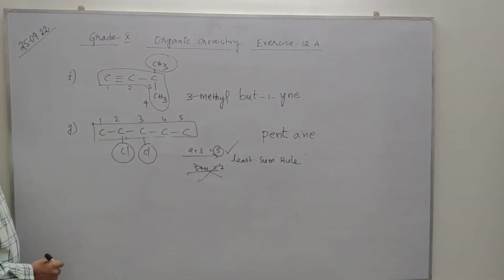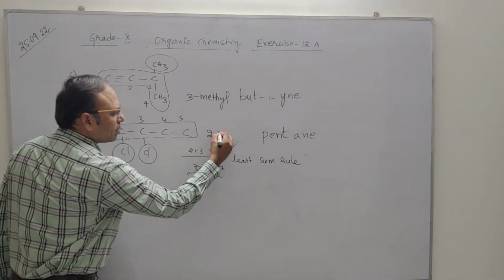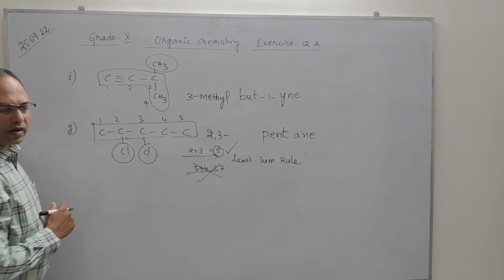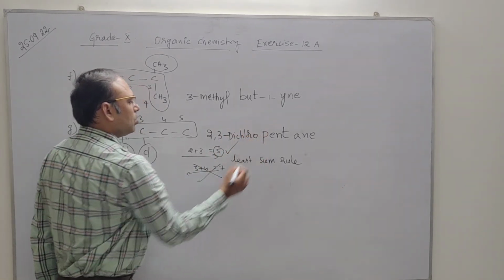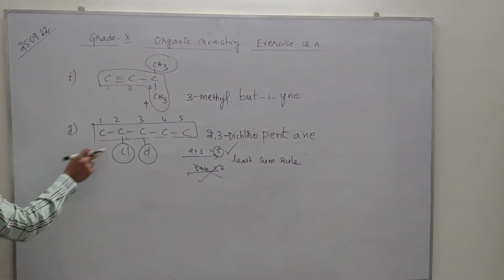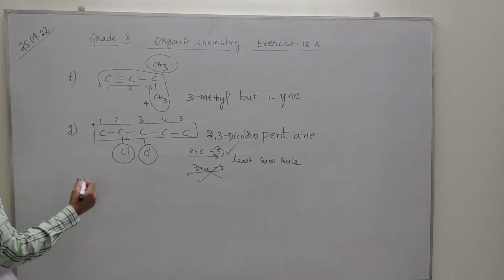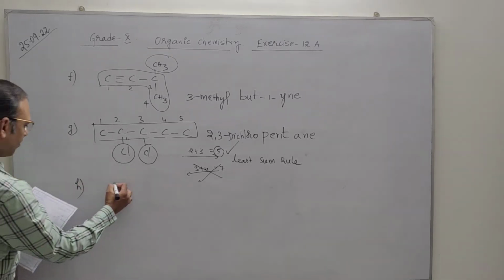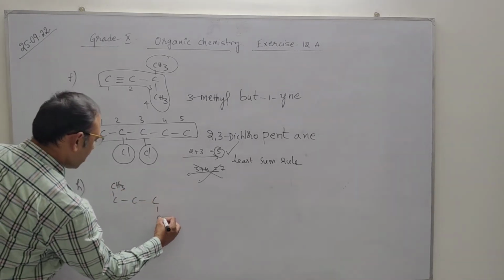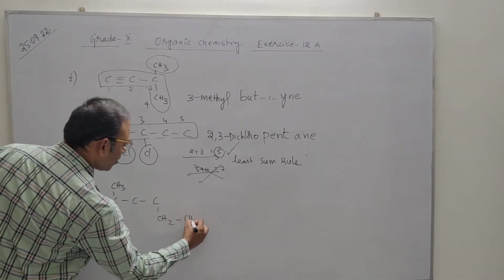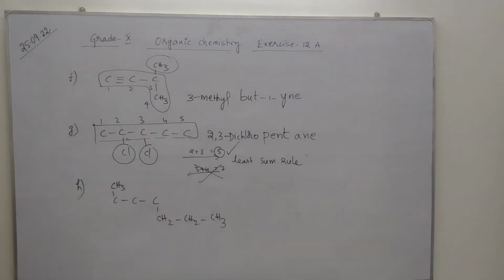Fine. Now 2, 3. Let us write 2, 3. Chlorines, 2 chlorines, hence we write it as dichloro. Now the IUPAC name for this is 2,3-dichloropentane. Next, H. H they have given like this: 1, 2, 3, CH2, CH2 and CH3.